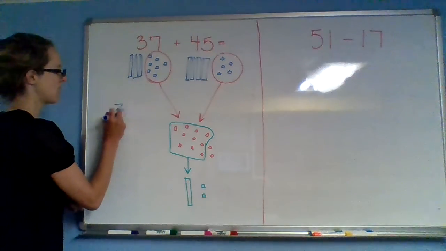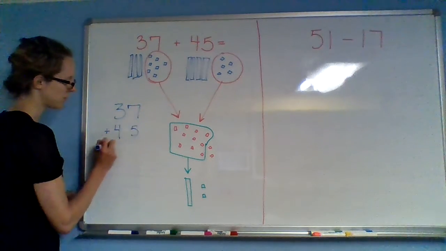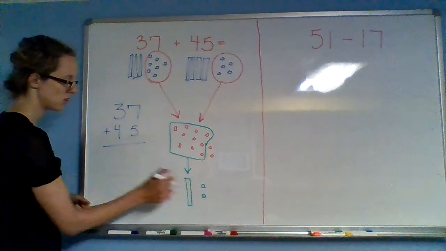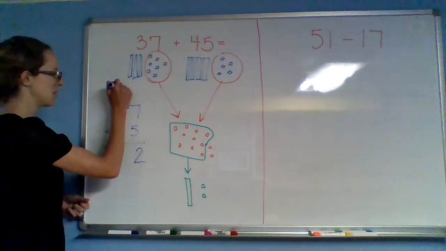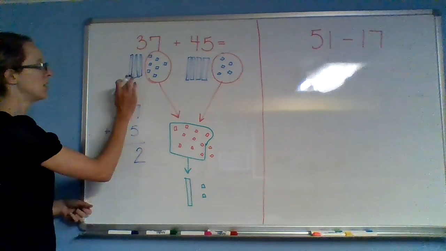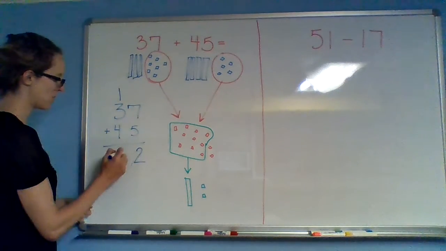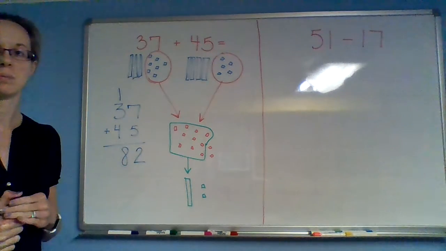So 37 plus 45, 7 plus 5 had 2 in the ones, and one of them became a long. Then I had this long, plus these 3, plus these 4, gets me to 82.